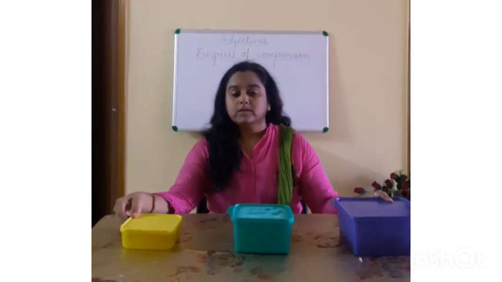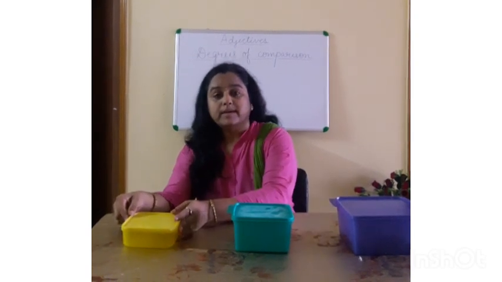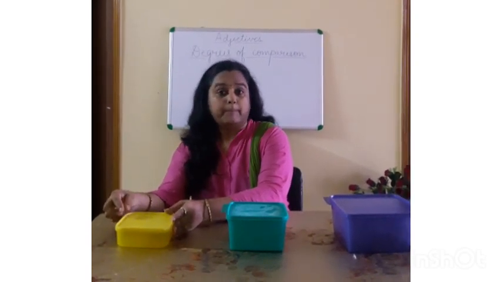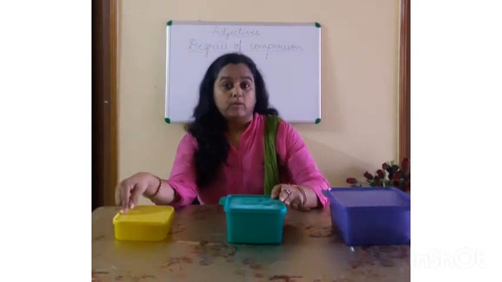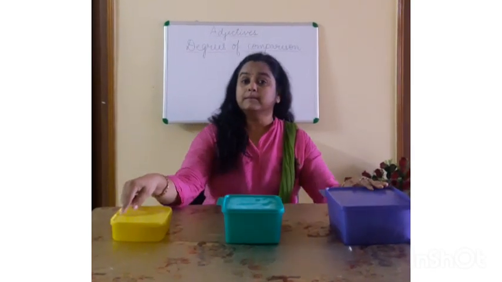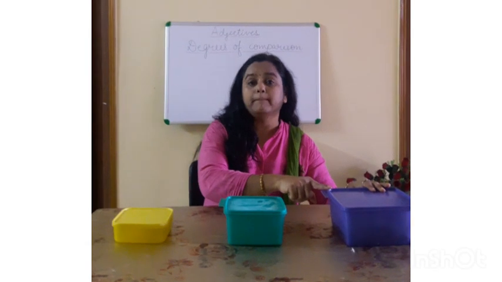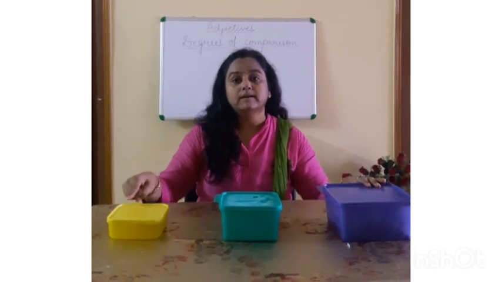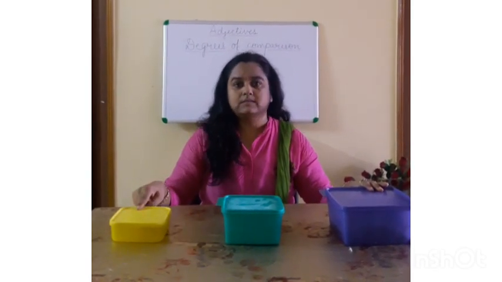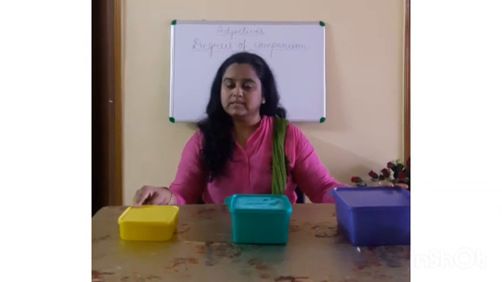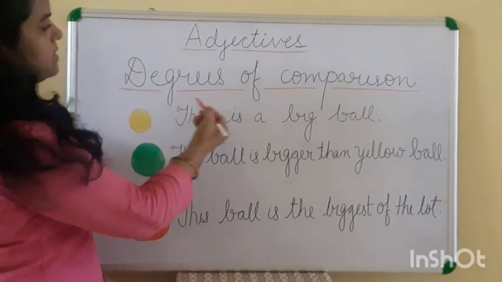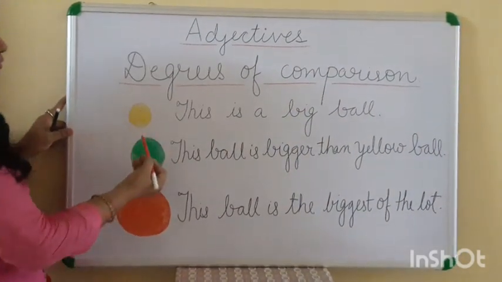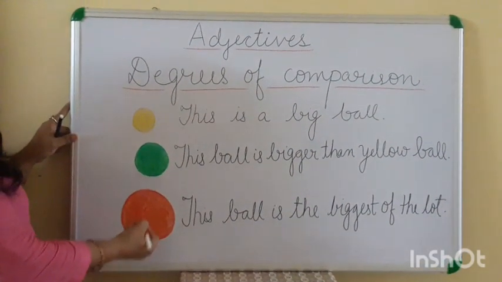So for the yellow box, when I am not comparing it to any other box, I will say this is a big box. Green box is bigger than yellow box, but the purple box is the biggest of all the lot. Okay, you understood the degrees of comparison? Yes, degrees of comparison. Now I will show you with 3 different balls.